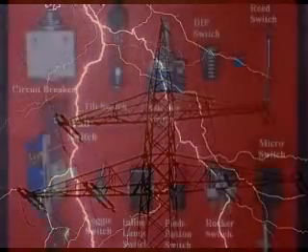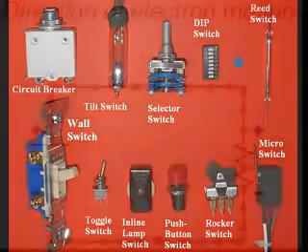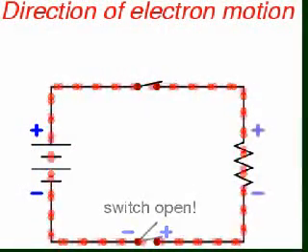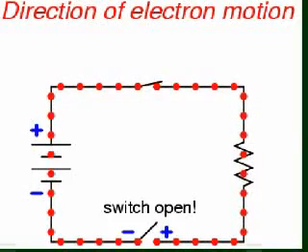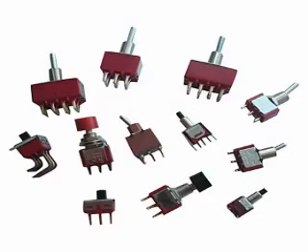This presentation is about electrical switches. An electrical switch is any device used to interrupt the flow of electrons in a circuit. Switches are essentially binary devices. They are either completely on, closed, or completely off, open. There are many different types of switches, and we will explore some of these types in this presentation.